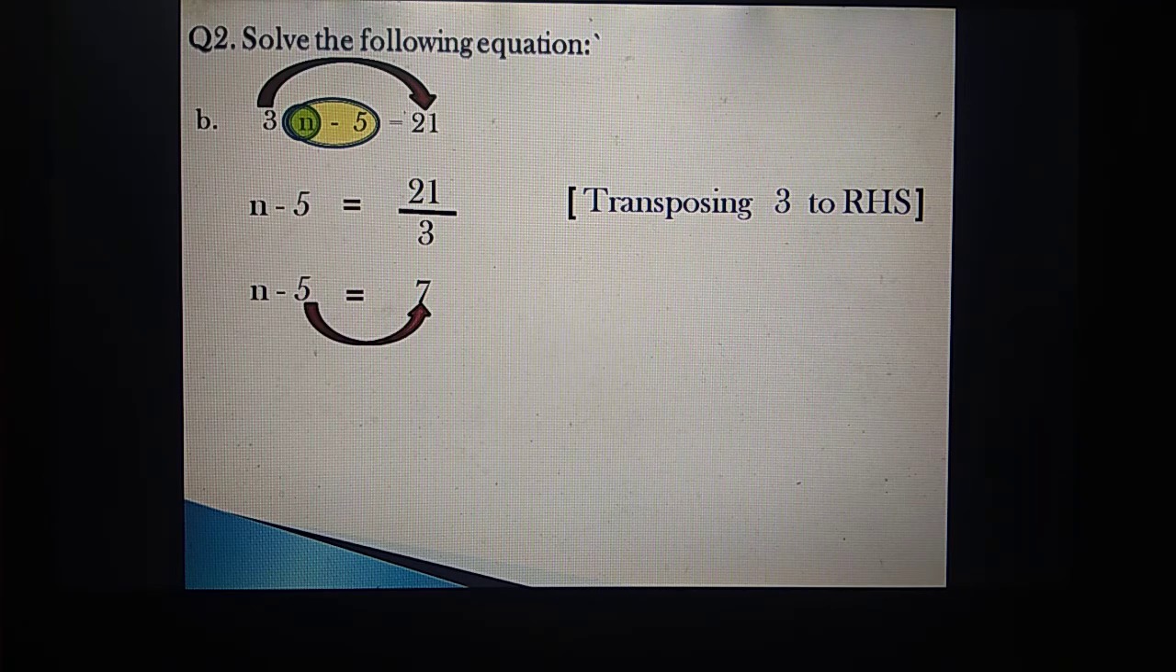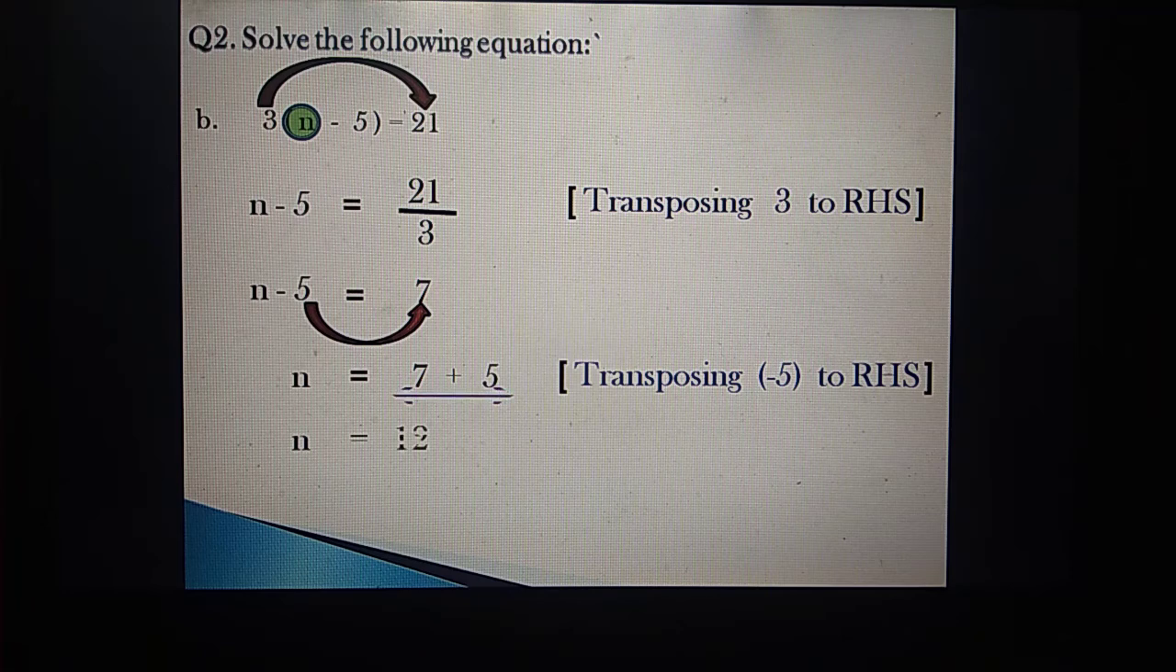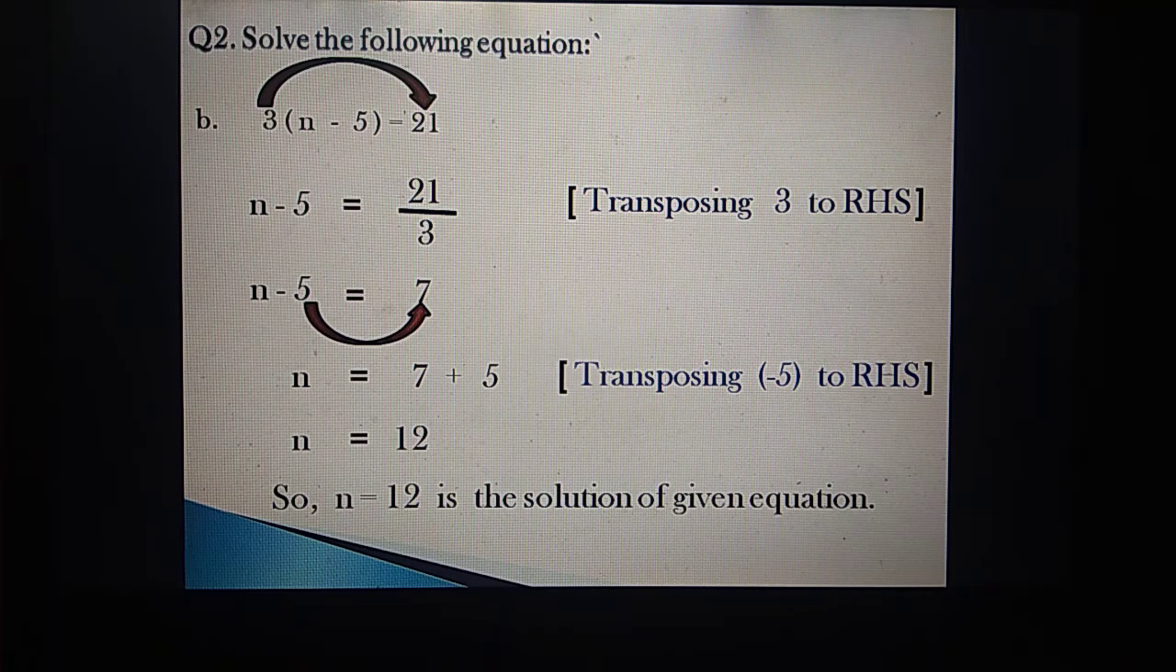Now in the outermost it's 5, that is minus 5. Transpose it to RHS. It's minus 5 right now. After transposing it will become plus 5. So you will get n as 7 plus 5. Now again solve RHS, you will get 12. So this is your final answer.